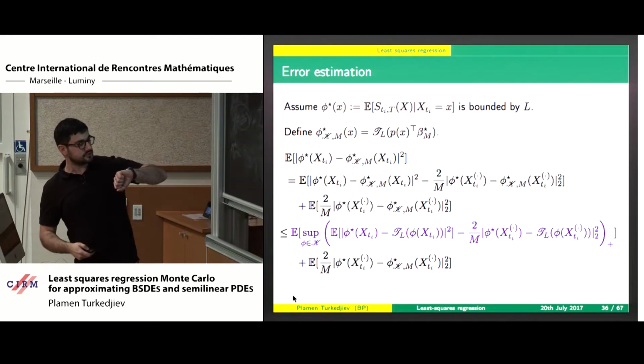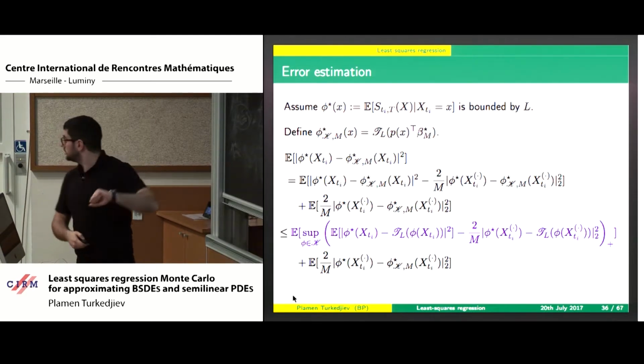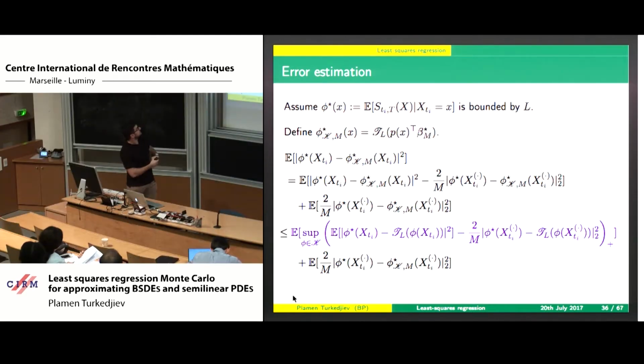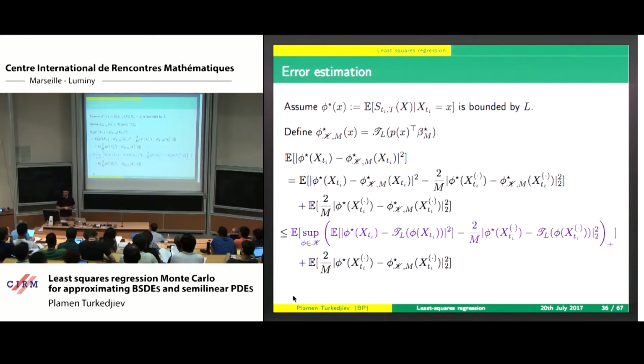Okay, so is it too early? I'm going to go through how we actually estimate the error of this approximation. And after that, we're going to take a break, because it's quite heavy.